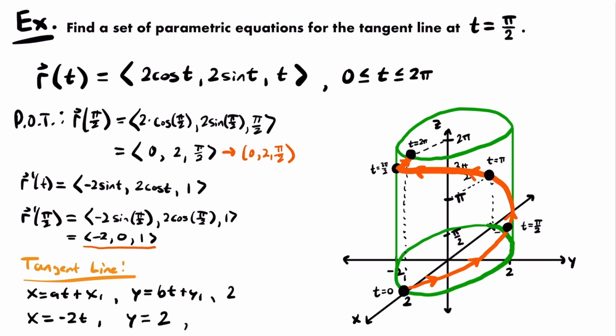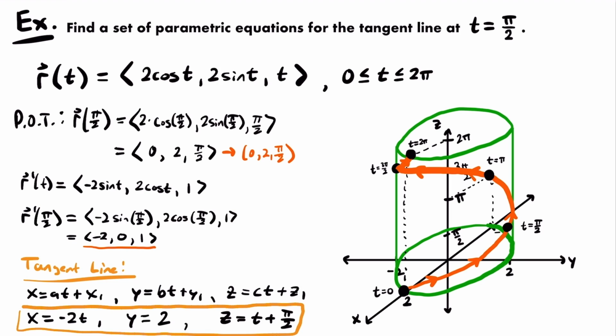And then finally for z, we'll have c times t plus z1, and c would be the z component of the direction vector or tangent vector. In this case, it's 1, and then z sub 1 would be the z coordinate of the point of tangency. So we have z equals 1 times t, which is t, plus pi divided by 2. And those three equations right there would be the parametric equations for the tangent line at t equals pi divided by 2 for this space curve.